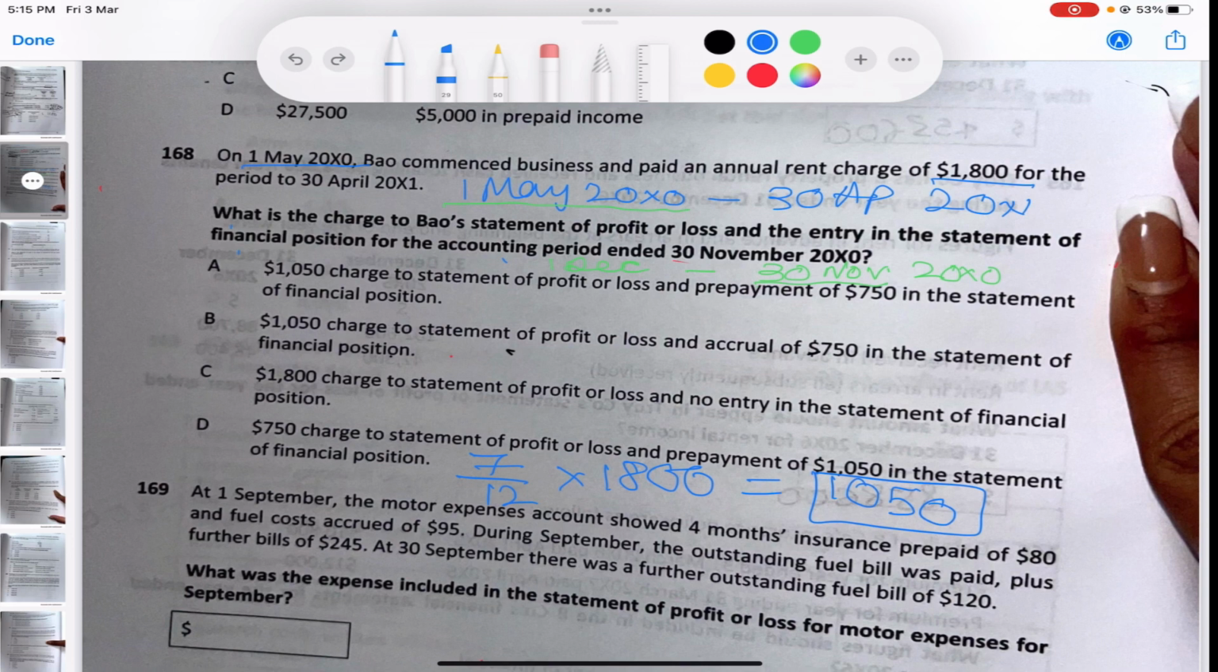Now, what is my prepayment here? Up till November, up till December, we have done. Are you understanding my point? January, February, March, April. The entire December, the entire January, the February, March and April. The 5 months I have prepaid. Right. So 1800 into 5 upon 12 would be my prepayment, which is 750.